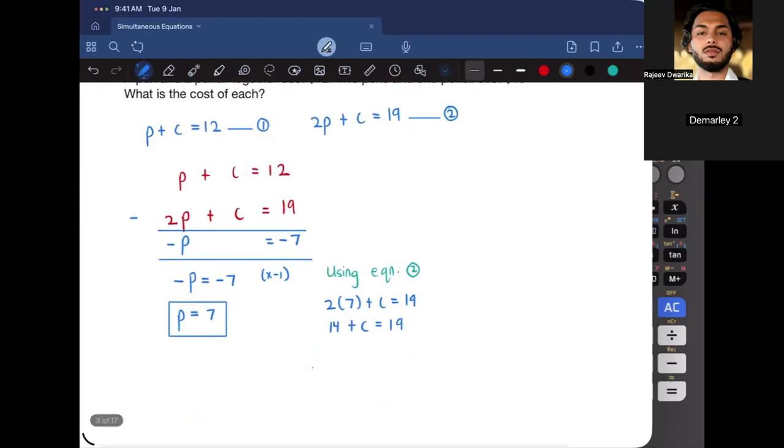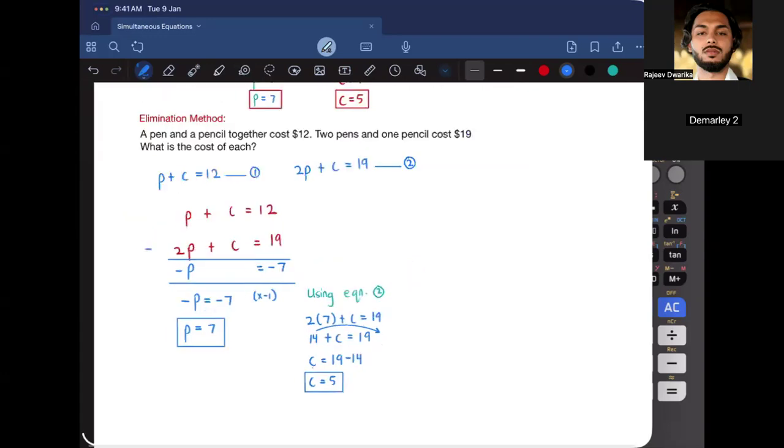And so if I want to find C, I'd have to move across what? 14. If I move it across, it's going to turn to what? Minus. So tell me what to write. So C equals 19 minus 14. And that would be equal to 5. And that's it. Way simpler, right?